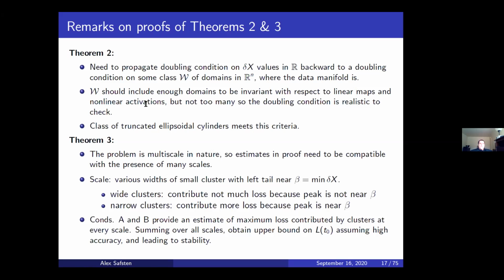And so conditions A and B provide a way of estimating the maximum loss contributed by clusters at every scale. And then we sum over all of these estimates to obtain an estimate for loss at time t naught, which leads to estimates for stability.